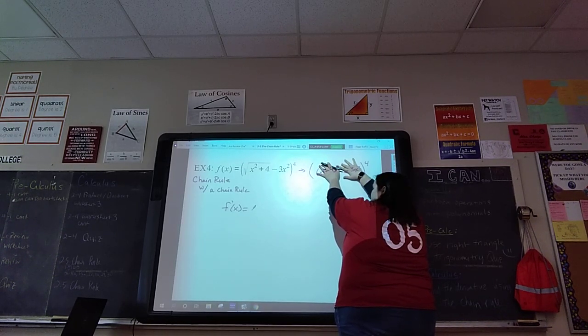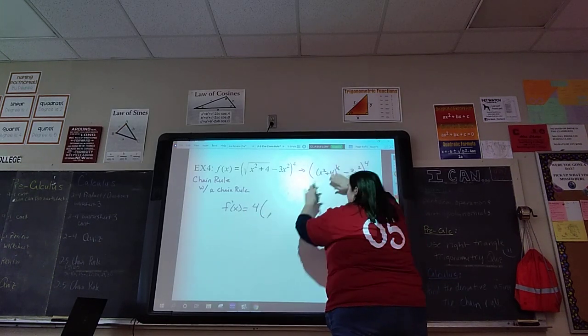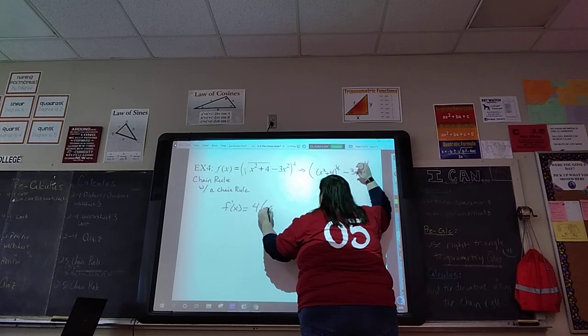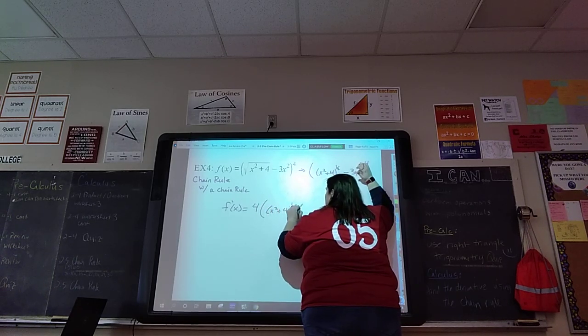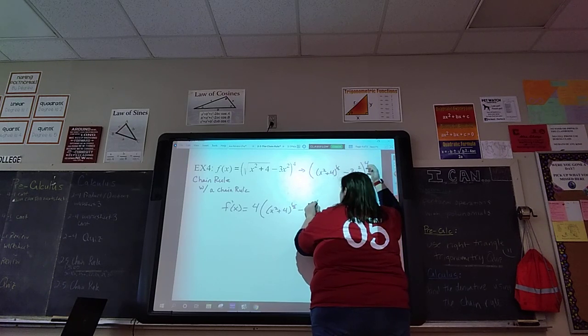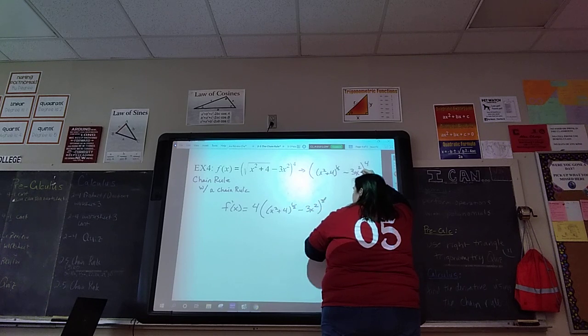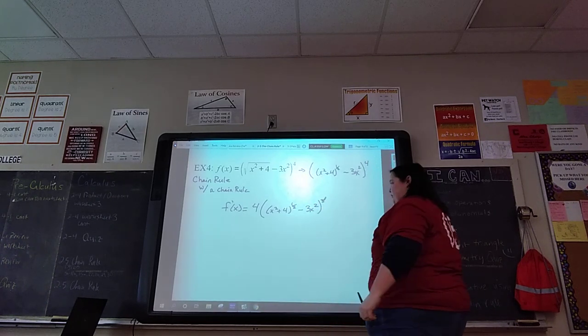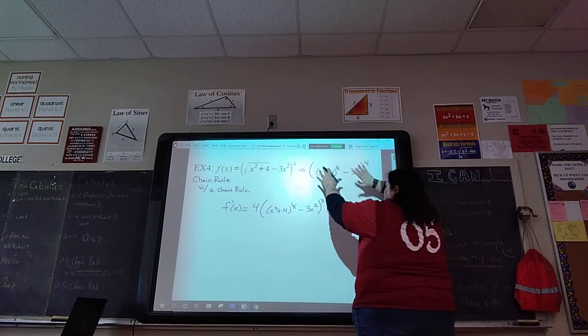So what am I going to do with the 4? Put it out in front. Do not change anything inside here. And then what's my new exponent? 3. So there's the first part of my chain rule. The second part, we take it times the derivative of the inside.